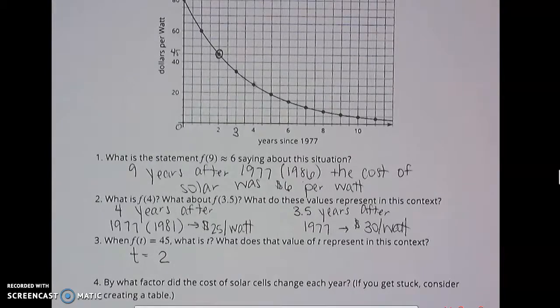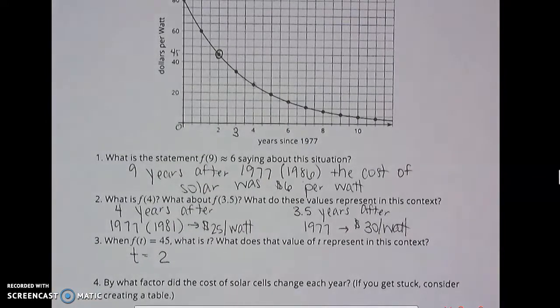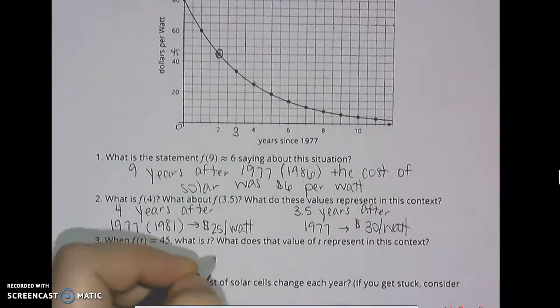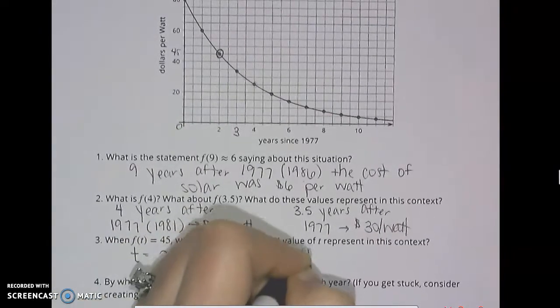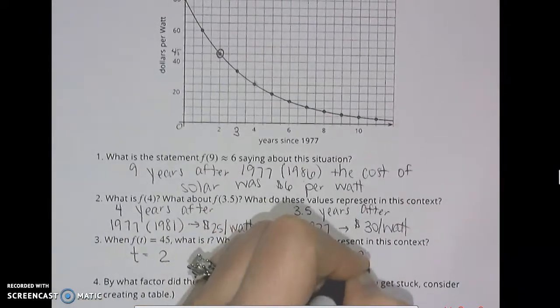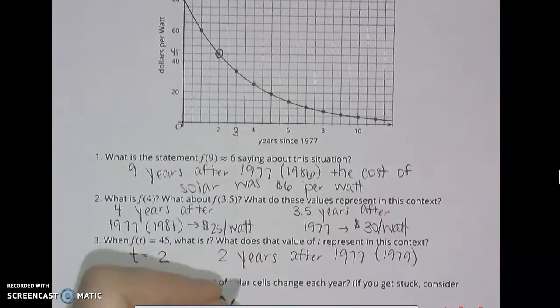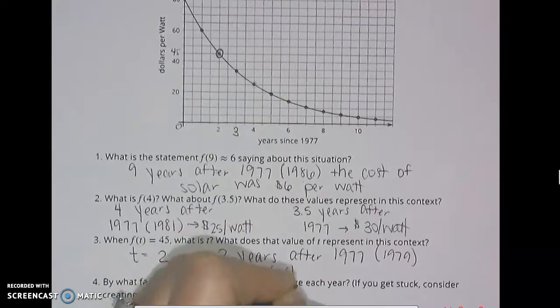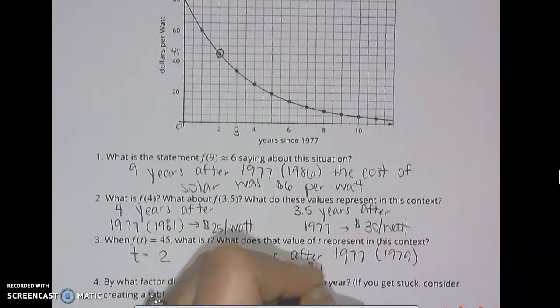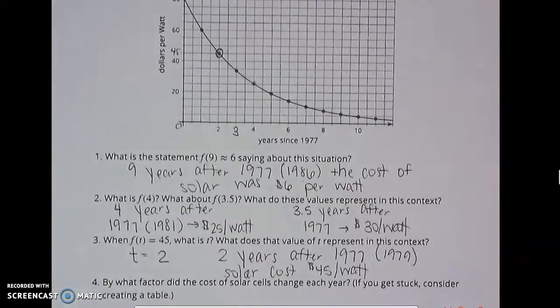So what does that value of t represent in the context? Well, this is our years since 1977. So we would say 2 years after 1977, which would be 1979, solar cost the $45 a watt that they told us. So they gave us the output, you have to find the input.